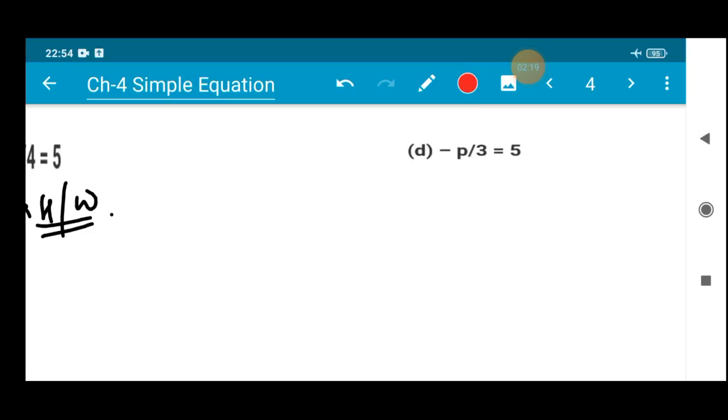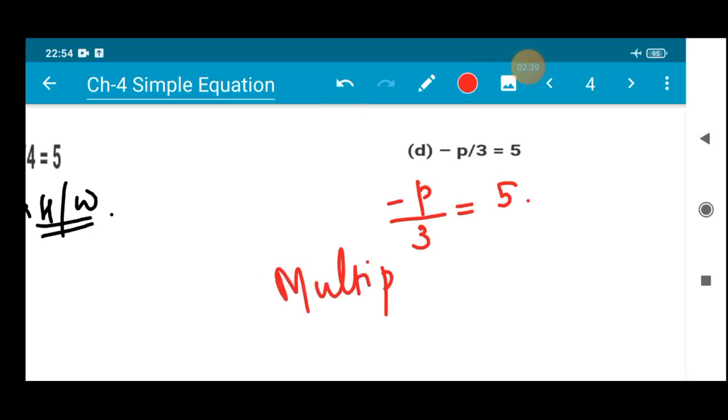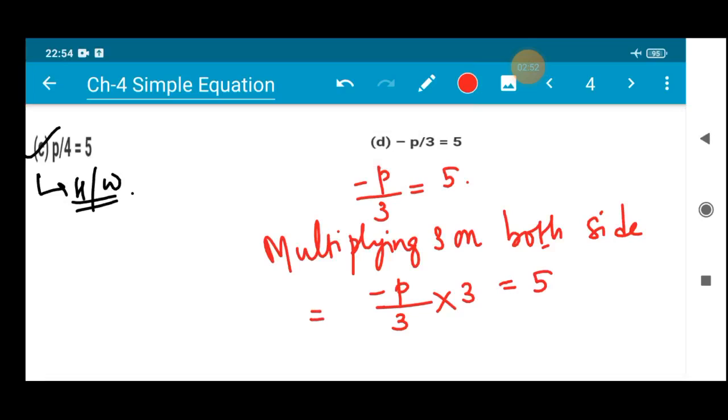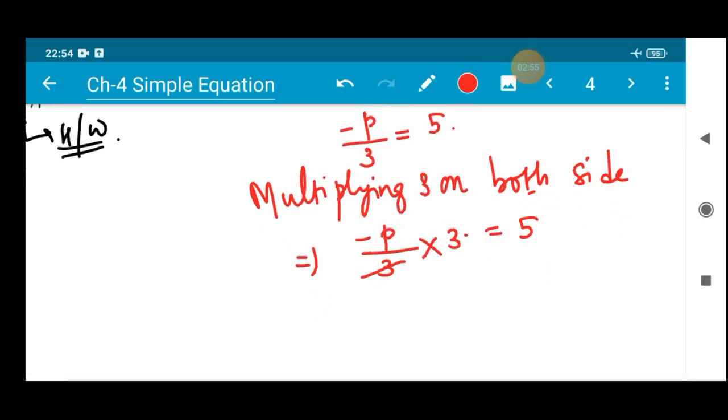Number D we have is minus p divided by 3 is equal to 5. So you can see here that the value 3, the coefficient, is dividing the variable. So now what I should do, I will be multiplying 3 on both sides, right? We get minus p divided by 3 into 3 is equal to 5. Now I have already told you that whenever you have such a condition, 3 can be cancelled. Minus p is equal to 5.